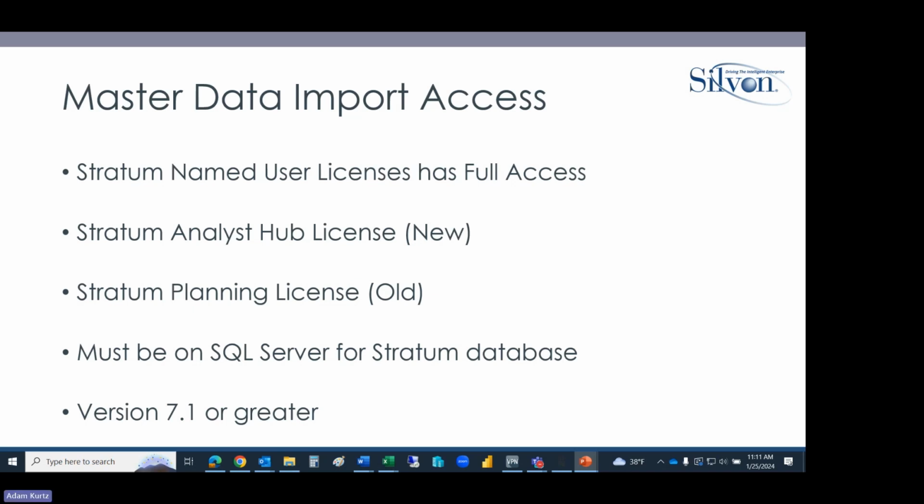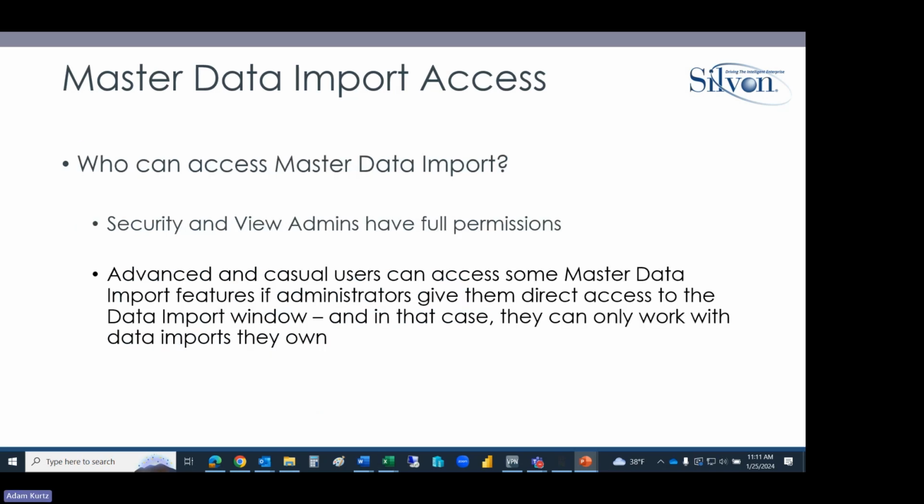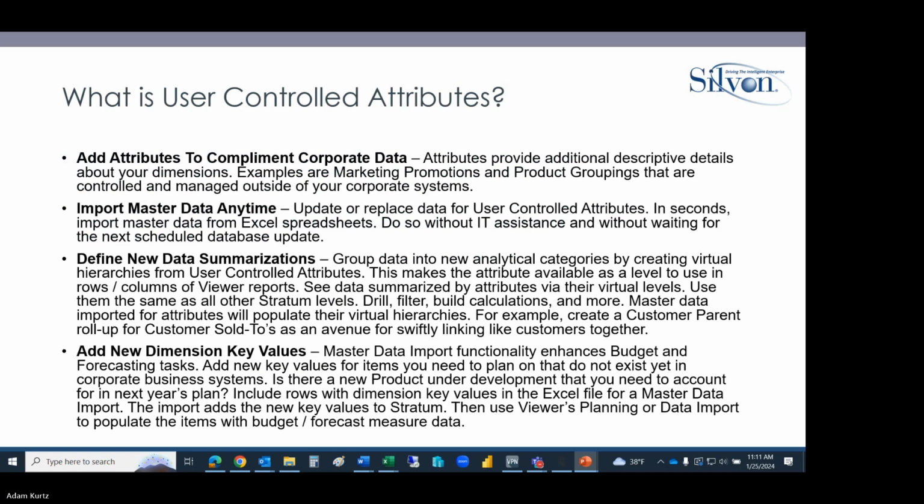If you're budgeting new products or customers, this would be a great way to get those attributes and descriptions in that may not be in your ERP. The format's going to look a little different because we're actually importing data now for a given dimension, in this case, product. And as you can see, I've got a product marketing group code that I want to use.